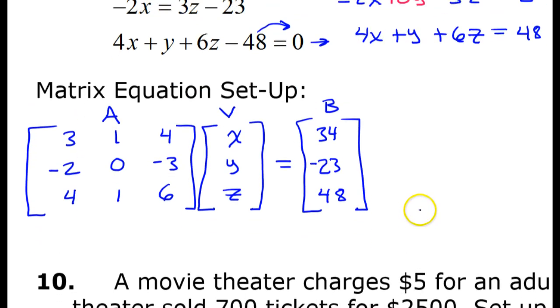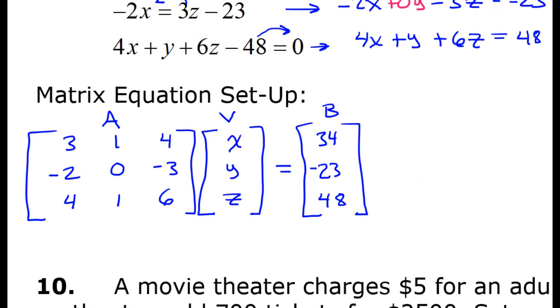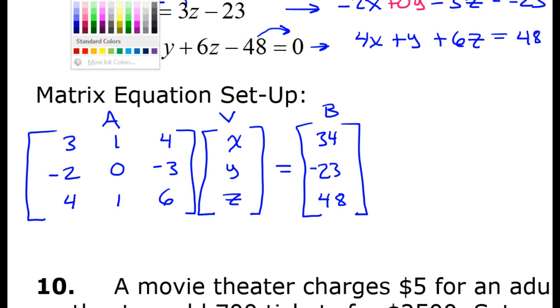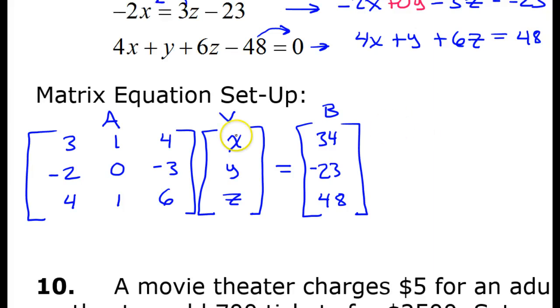So understand this. Here's the equation that we have right now. We have matrix A times matrix V is equal to matrix B. Now we want to get the variable matrix by itself. So we need to get rid of this A somehow. If these were numbers, I would just divide both sides by A.